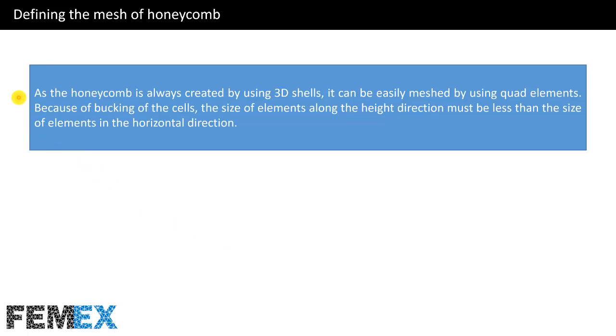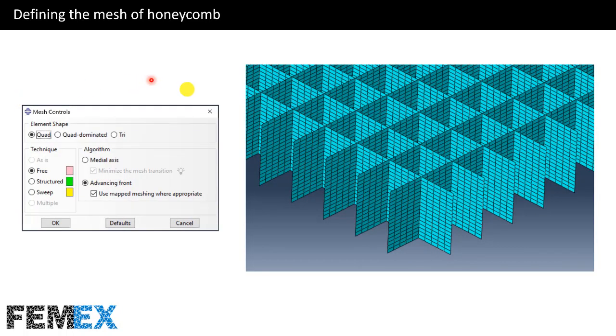I want to talk about defining the mesh of honeycomb. As the honeycomb is always created by using 3D shells, it can be easily meshed by using quad elements. Because of buckling of the cells, the size of elements along the height direction must be less than the size of elements in the horizontal direction. In this mesh, I have used quad elements and I have used free technique and advancing front algorithm. And I have set it to create mapped mesh.